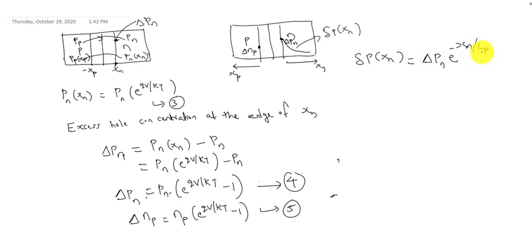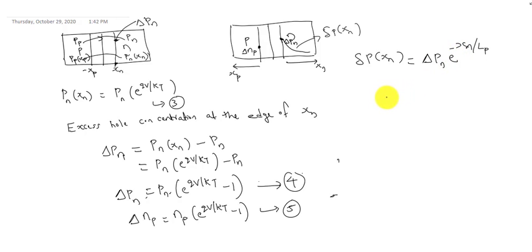Since holes are diffusing, we have to consider the diffusion length of holes. That is why Lp. Lp is the diffusion length of holes. We are writing the diffusion equation for the hole concentration. So del P of Xn is equal to delta Pn e raised to minus Xn by Lp.